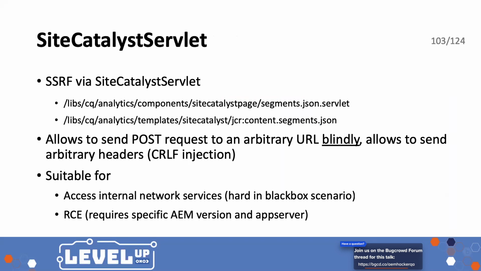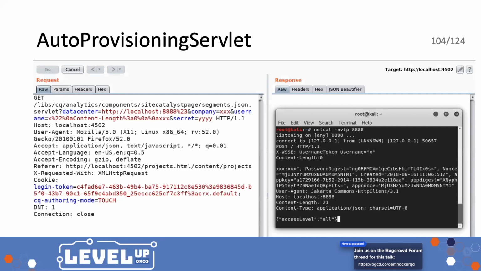SSRF in SiteCatalystServlet allows sending POST requests without seeing the response to an arbitrary URL. But we can send arbitrary headers in the HTTP request using CRLF or CR injection. When a specific AEM version and application server are used, we can achieve remote code execution from SSRF. We can see that the vulnerable parameter is datacenter. Through CRLF injection in the username parameter, we can send arbitrary headers in the request.